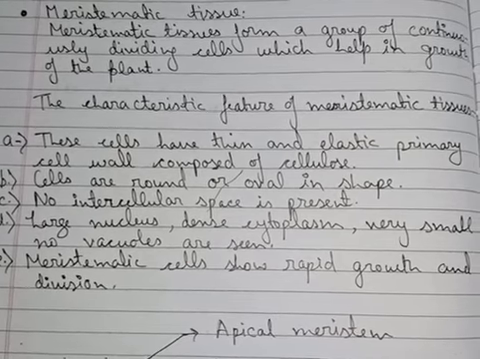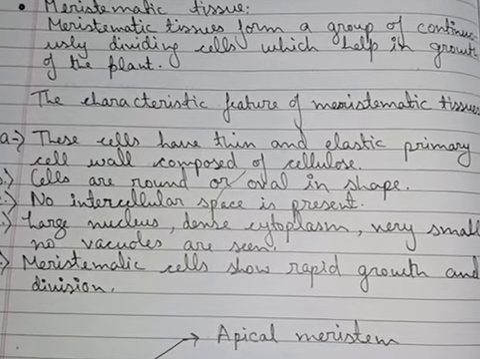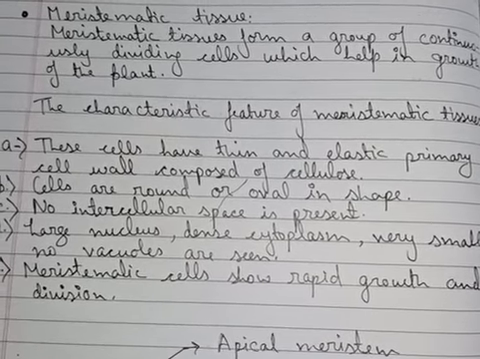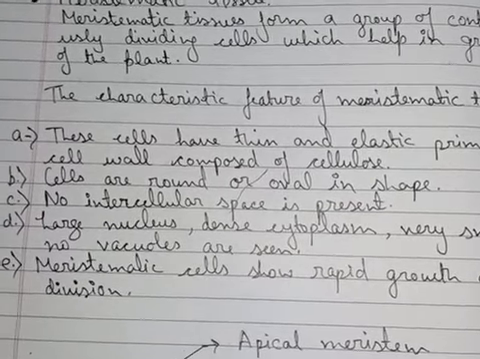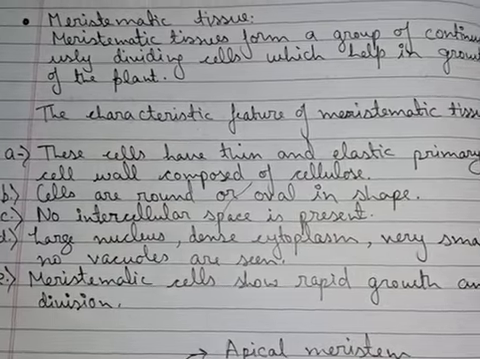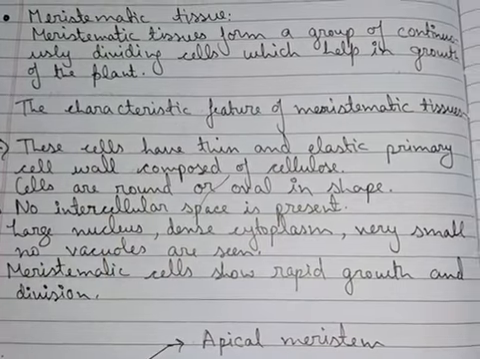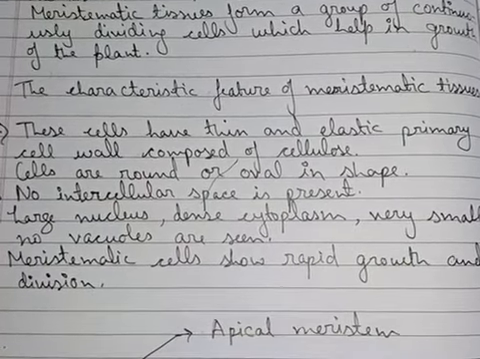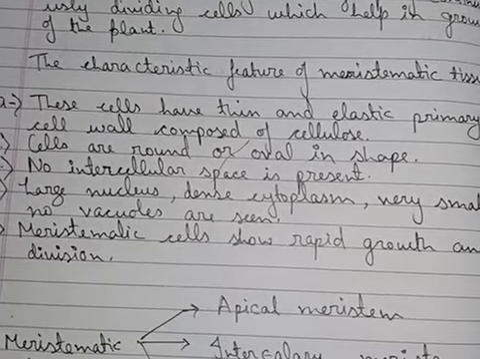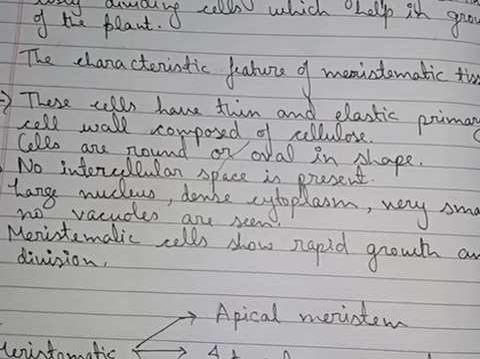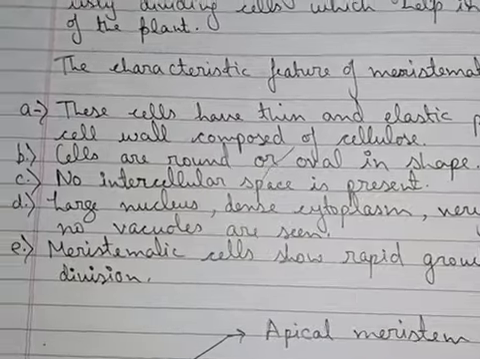Now, the characteristic features of meristematic tissues. The first characteristic is that these cells have a thin and elastic primary cell wall composed of cellulose. Thin means very thin, and elastic means stretchable. Cell wall means the outer layer of the cell, which is composed of cellulose.